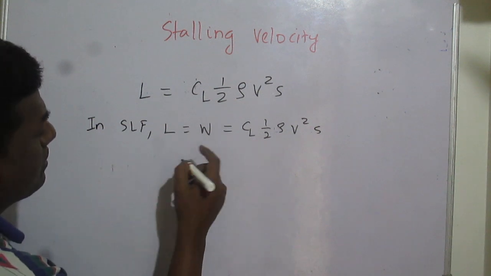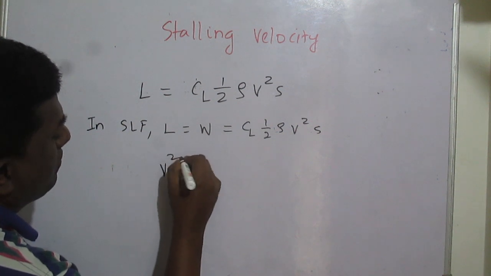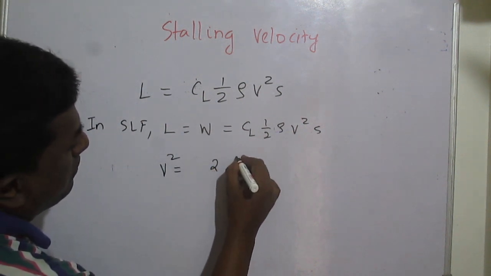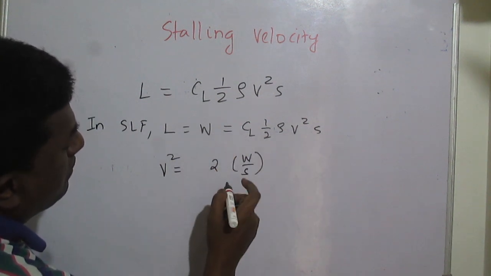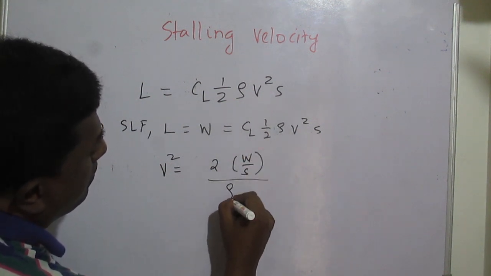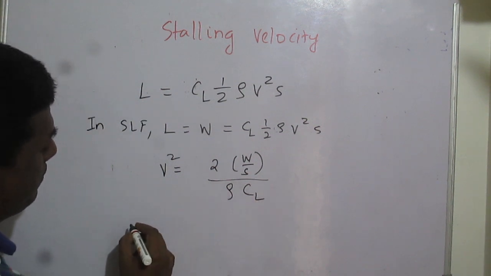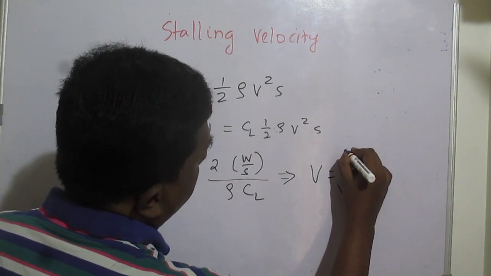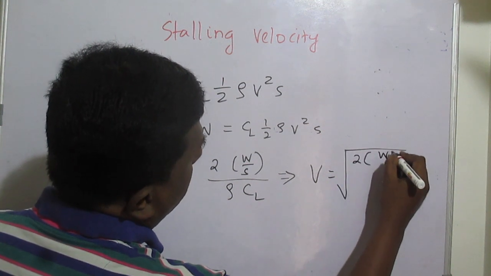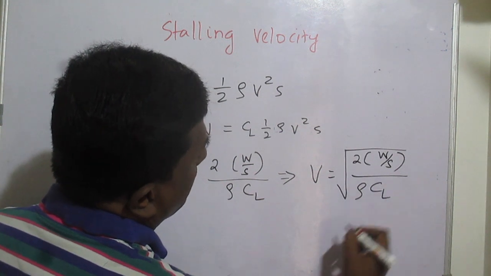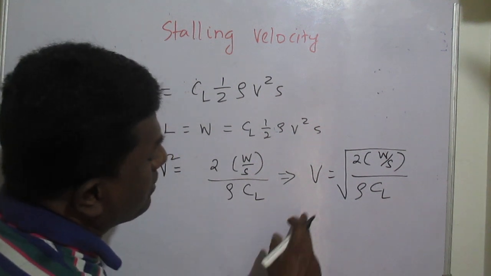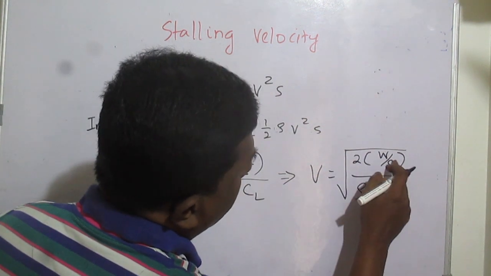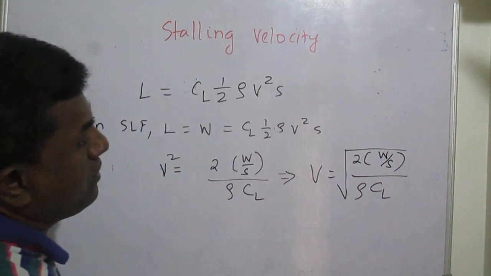Now we can rearrange this equation. V square equals 2 W by S, whole divided by rho into CL. This can be written as V equal to square root of 2 W by S by rho CL. This is the equation for finding the velocity. In this, W by S is nothing but the wing loading, rho is the density, and CL is the lift coefficient.